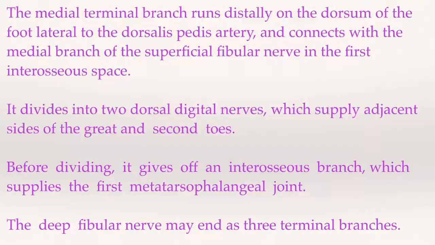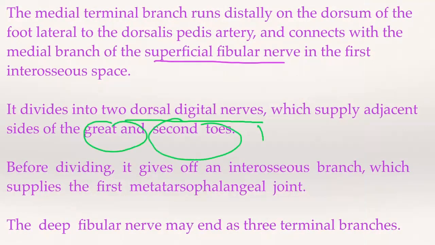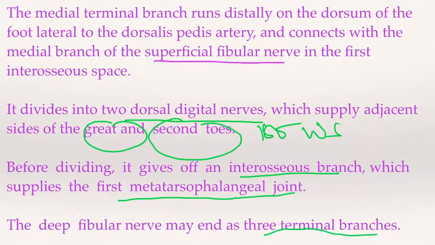The medial terminal branch runs distally on the dorsum of the foot, lateral to the dorsalis pedis artery, and connects with the medial branch of the superficial fibular nerve in the first interosseous space. It divides into two dorsal digital nerves which supply adjacent sides of the great toe and second toe, right? So that is the first web space. Before dividing, it gives off an interosseous branch which supplies the first metatarsophalangeal joint. The deep fibular nerve has three terminal branches, right? So that is how it terminates.